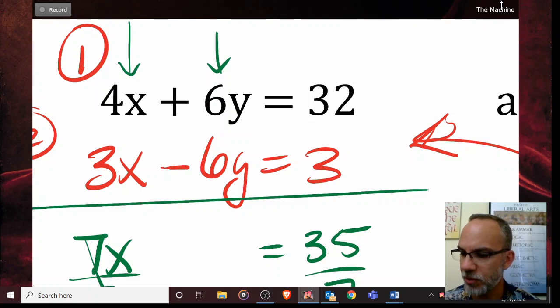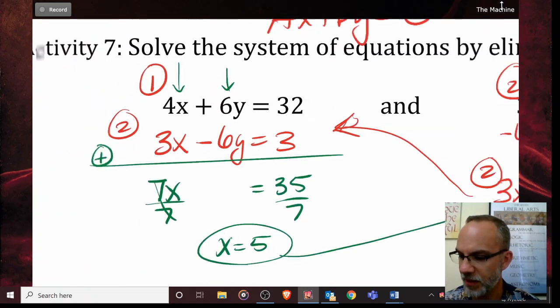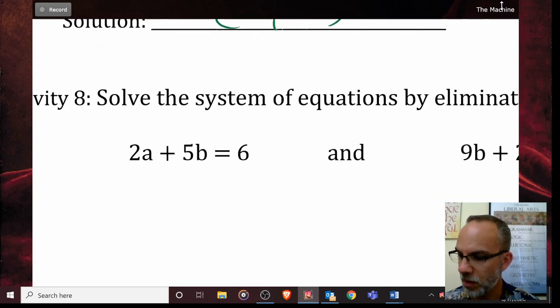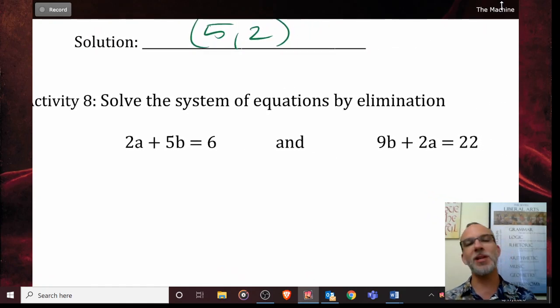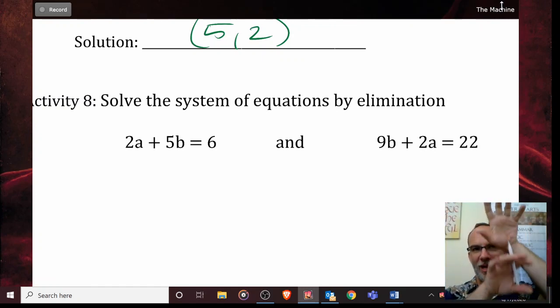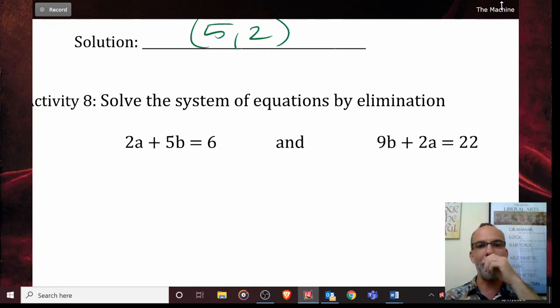So let's now do the next one. And I think this is the last one, but we'll find out. I lost track. Solve the system of equations by elimination. Notice I'm putting them again side by side rather than up and down. I'm putting them side by side because you have to put them right lined up in the right column, and you got to line them up right.